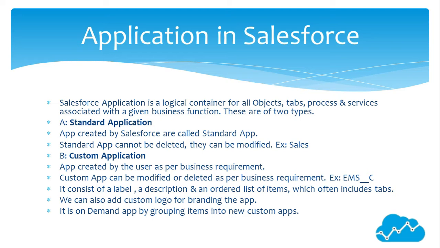For example, EMS. It consists of a label, a description, and an ordered list of items, which often includes tabs. We can also add custom logo for branding the app. It is on-demand app by grouping items into new custom apps.